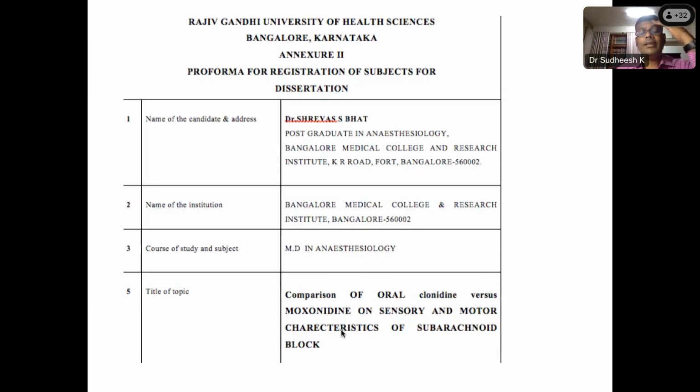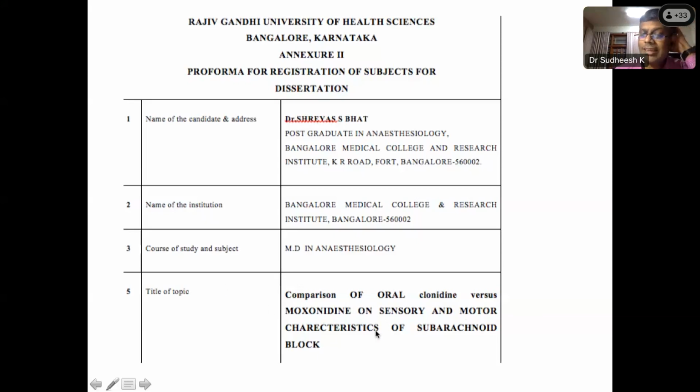Next is the FINER criteria. Is it feasible in my institute? Yes, because we have a lot of patients who undergo anesthesia under subarachnoid block. Therefore, it is feasible. It's interesting because I am trying to find out a drug which is used primarily as an antihypertensive and exploring its analgesic properties. And is it novel? Yes. Oral clonidine is an established fact, but moxonidine, which is a congener of clonidine and has a better side effect profile, has never been assessed for its effect on regional anesthesia. Therefore, it is novel.